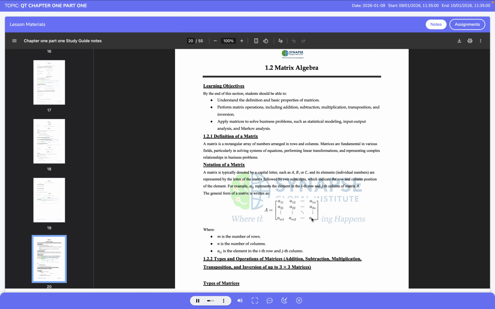By the end of this section, you should be able to understand the definition and basic properties of matrices, perform key matrix operations such as addition, subtraction, multiplication, transposition, and inversion, and apply matrices to solve business problems including statistical modeling, input-output analysis, and Markov analysis.